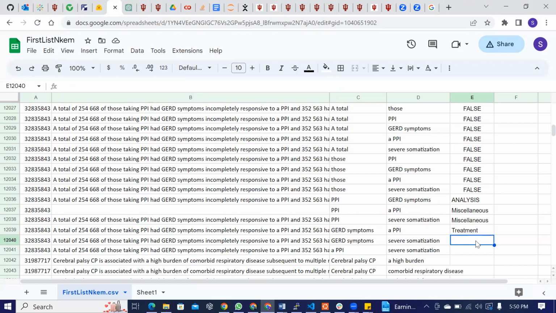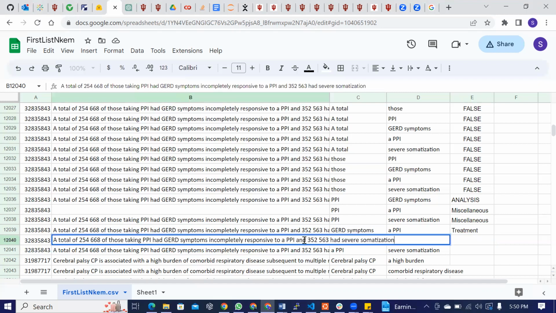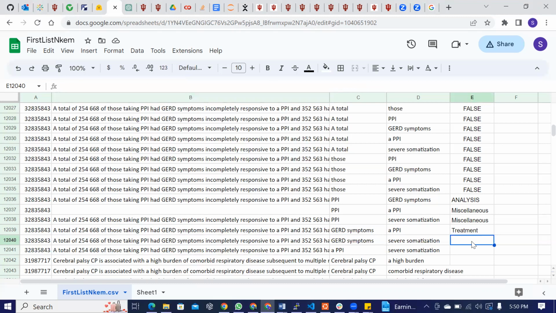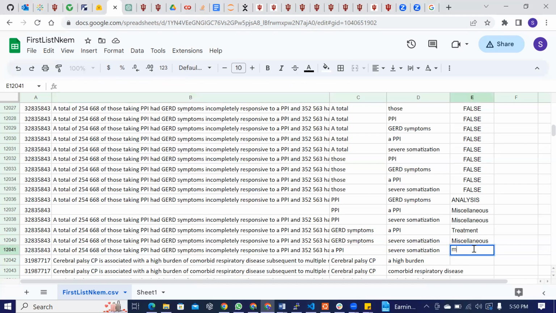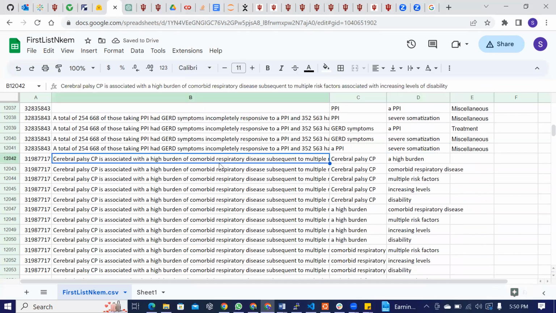GERD and severe stigmatization. I would like to put treatment, but I'm not too sure because of this, and it's hard. So I'd rather just put miscellaneous. So PPI, and now look at this: responsive to a PPI, and severe stigmatization is also miscellaneous. Let's now move on to another one.